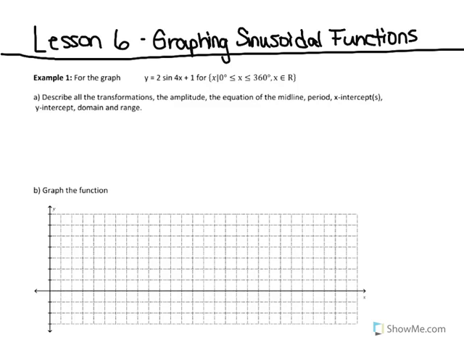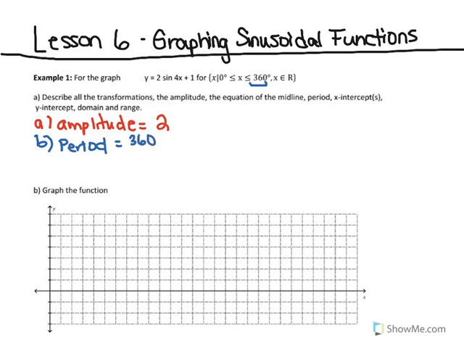So for the graph y equals 2 sine 4x plus 1 from 0 to 360 degrees, we want to describe all the transformations, and then we're going to graph it. So our A value is our amplitude. So our amplitude is 2. Our B value is our period length. And the way that we do it, because we're doing it with degrees, we go 360 divided by our B value, which is 4. So 360 divided by 4 is 90 degrees. That is our period length.